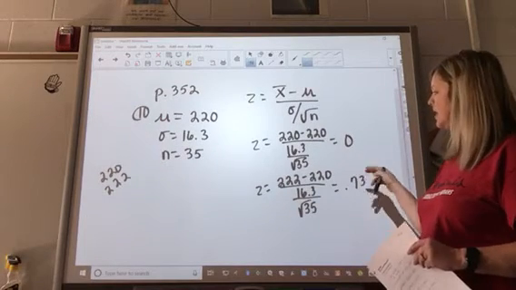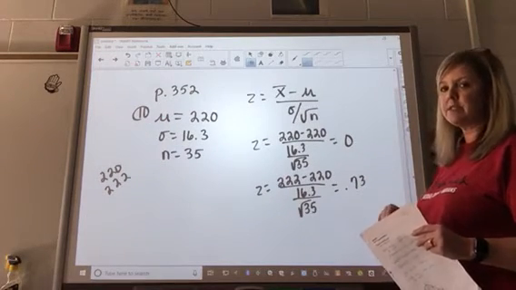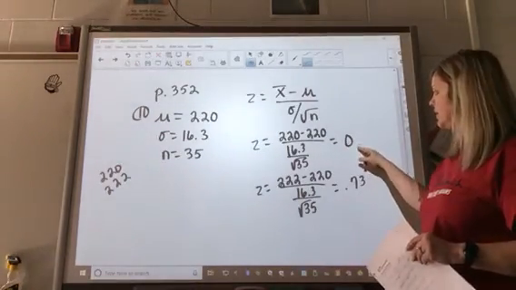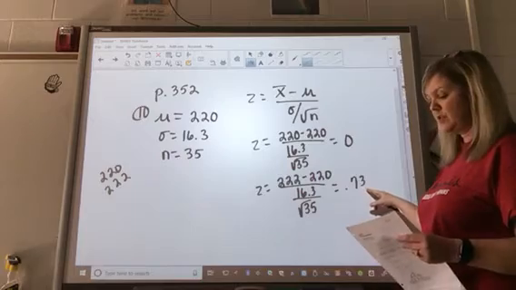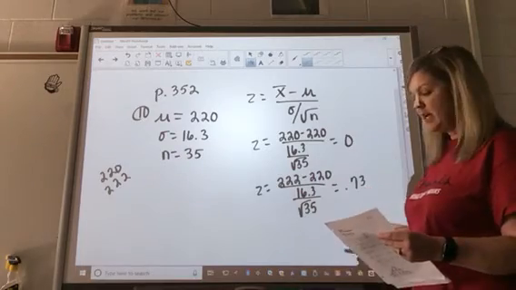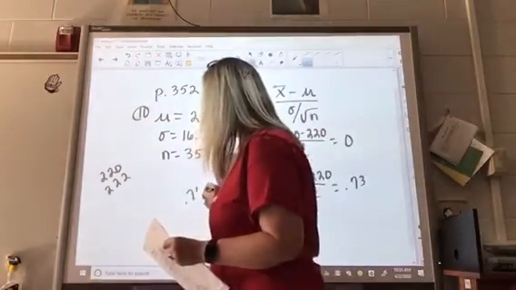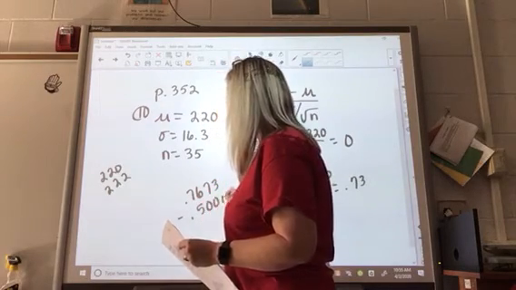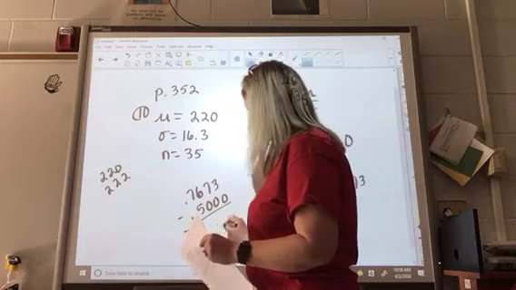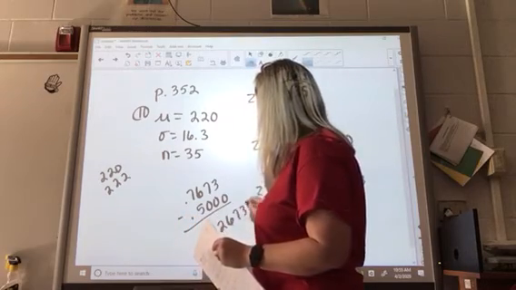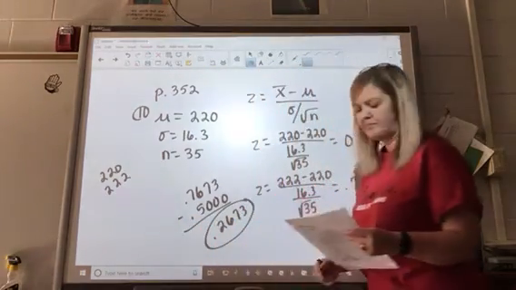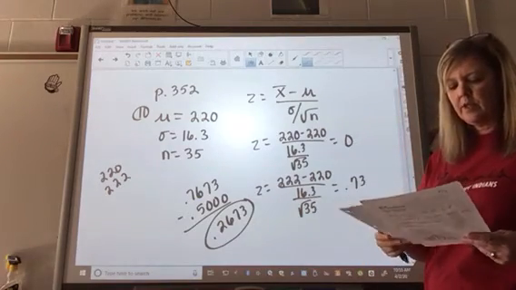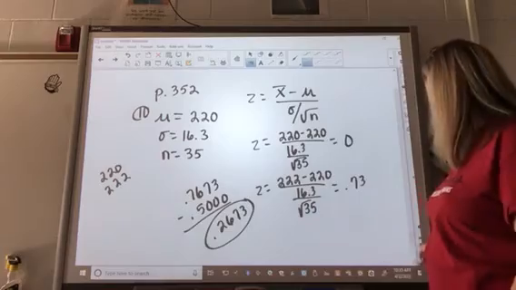It says between those two, so I have to go back to my z-score chart that we've been using all this time. I'm going to look up a z-score of 0 and a z-score of 0.73. I will subtract those to get my final answer, which is 0.267. Okay, let's do one more problem. Let's do number 15.